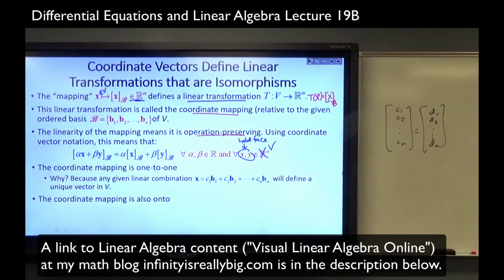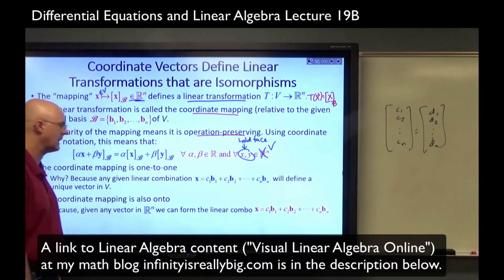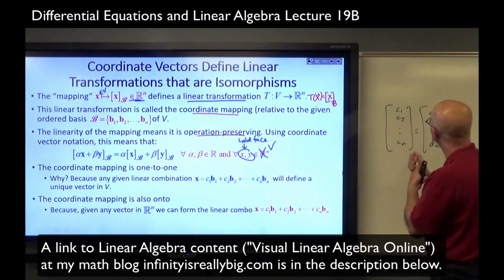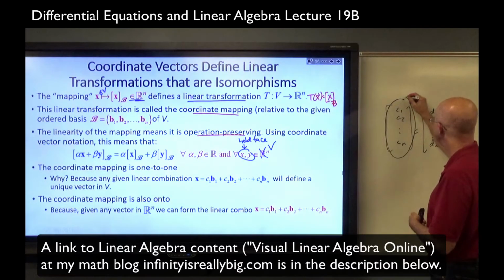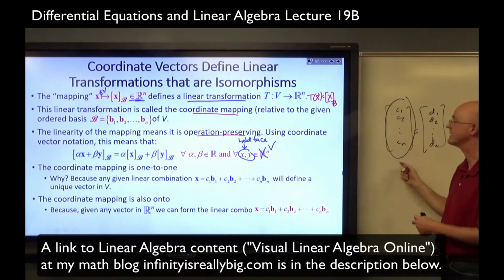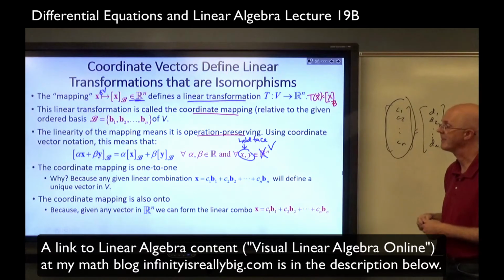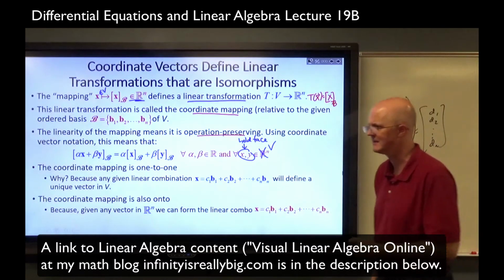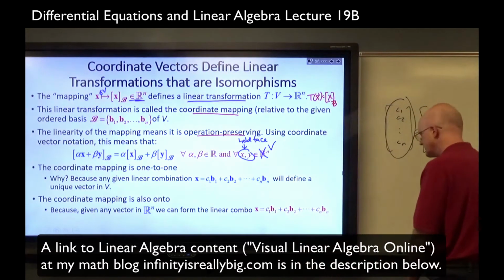Coordinate mapping is also onto. Why? Because given any vector in Rn, we can form a linear combination. Give me something like this, C1 through Cn. What vector in V gets mapped to this? Well, just make that linear combination, and that, by definition, is the vector that gets mapped to this one under the coordinate mapping. So it's onto. Okay? It's almost too easy, because it makes you confused sometimes when things are too easy.